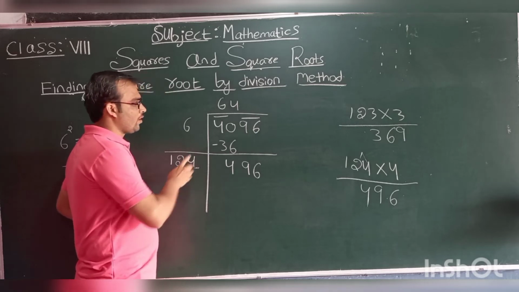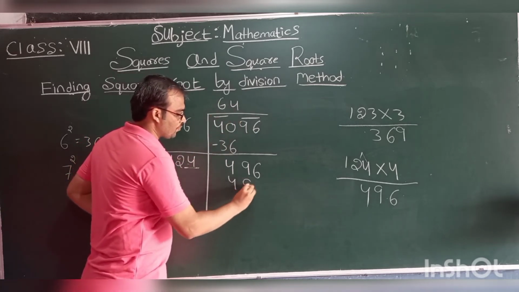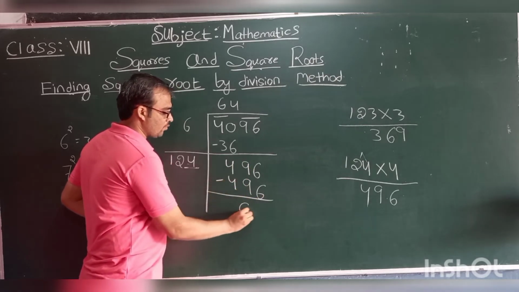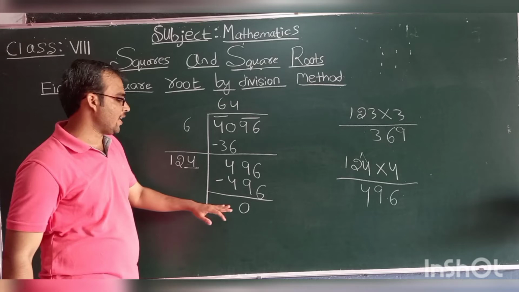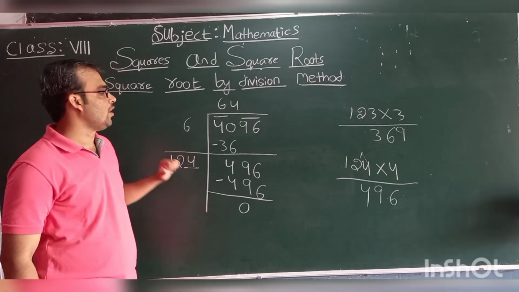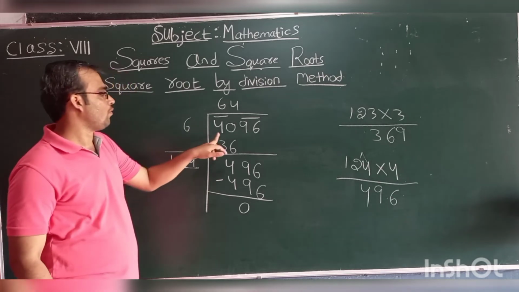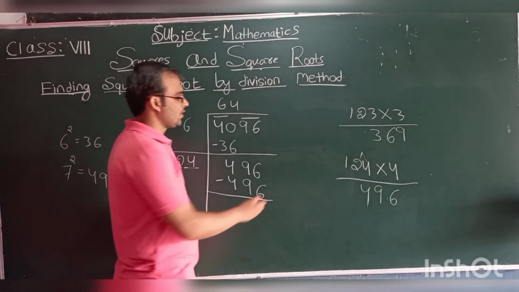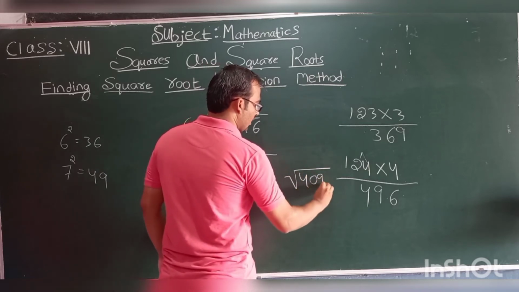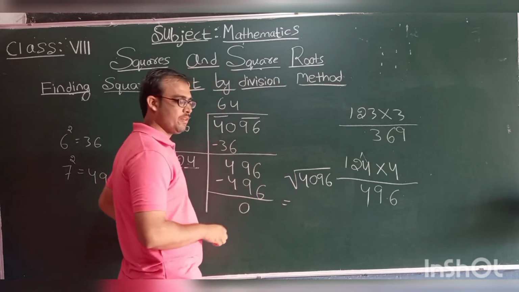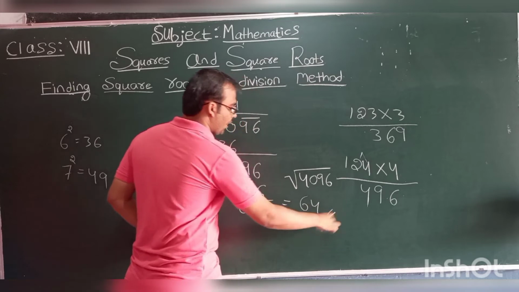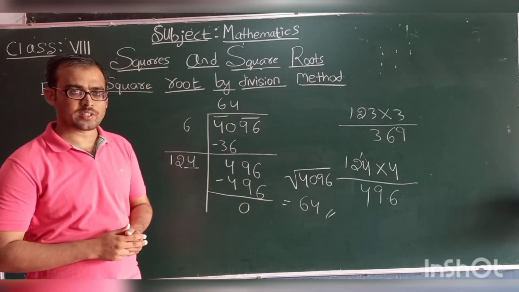So 124 into 4 is what? 496, minus. Okay. 496 minus 496 is what? 0. Okay, as we have got the remainder as 0, this process has completed. Okay, now what will be the square root of 4096? That is the square root of 4096. Okay, so which number do we need to take? This one now. That is 64.